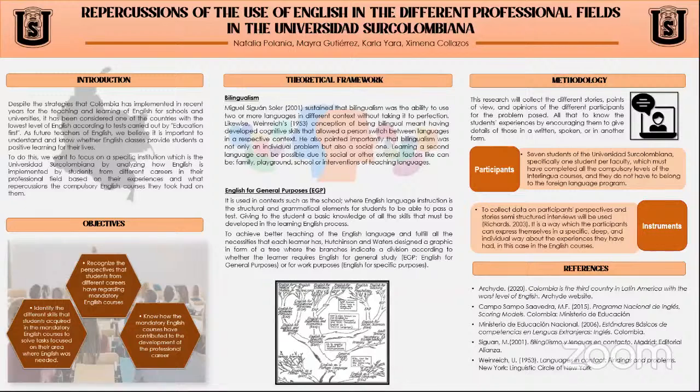So our objectives for this project: the first, or the main one, is to recognize the perspective that students from different careers have regarding mandatory English courses. The second one is to identify different skills that students acquire in the mandatory English courses to solve tasks in the area where English was needed. And the last one, to know how the mandatory English courses have contributed to the development of the professional career. Now my partner is going to explain the next part.